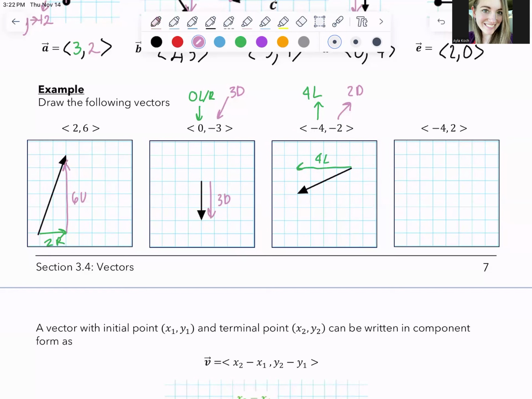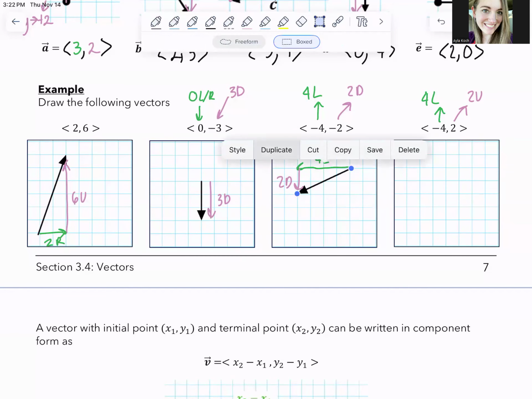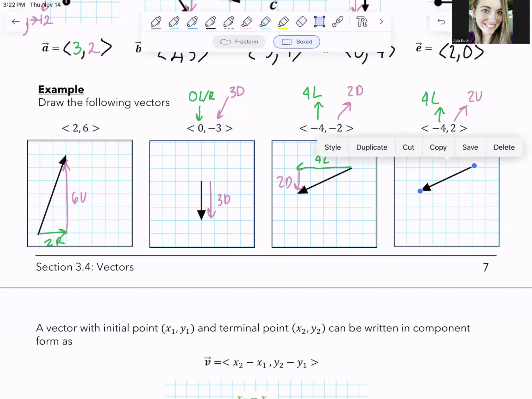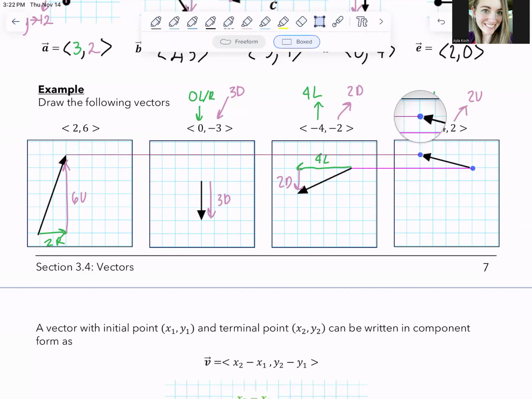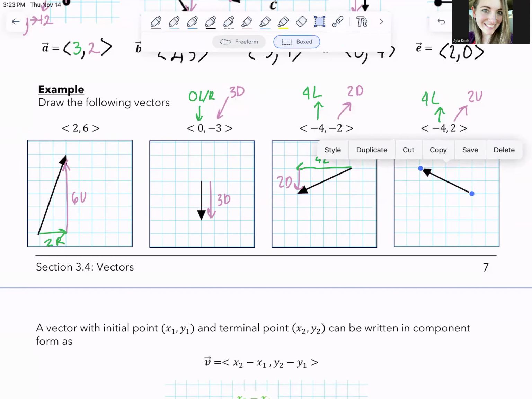Four left, 2 down. Okay. Finally, for this last one here, we are going 4 to the left again because it's negative. And this time the vertical component is positive, so we're going 2 up. Putting the tail here, we are going 1, 2, 3, 4 to the left, and then 1, 2 up. I should have put the tail further down. 2 up. There it is.